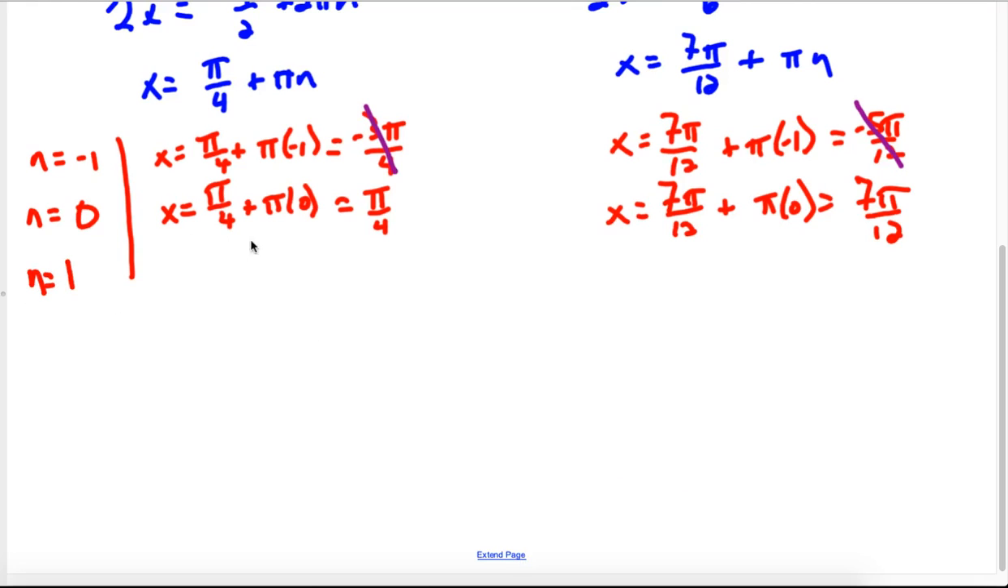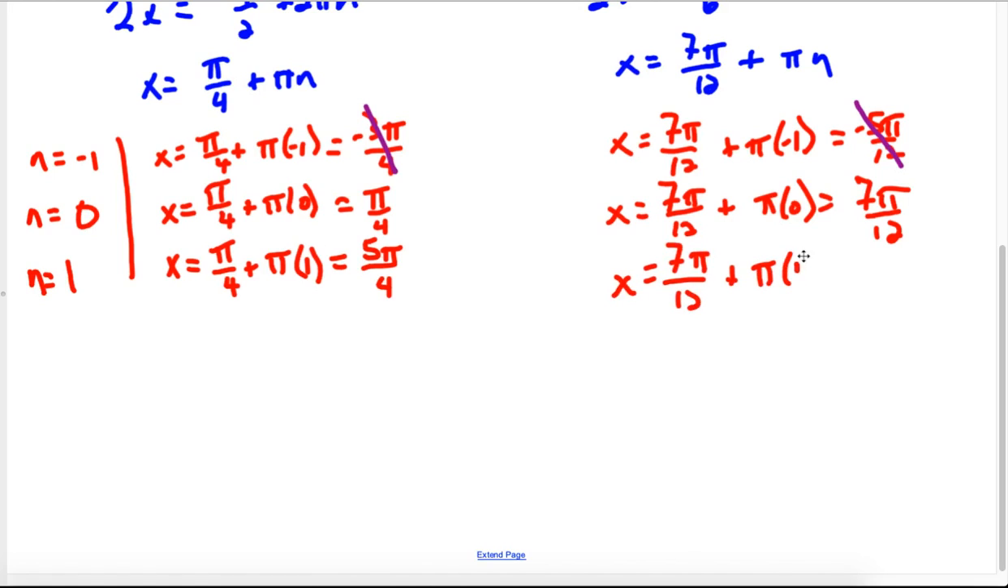Let's try n equals 1. So we'll have pi over 4 plus pi times 1. That would be pi over 4 plus 4 pi over 4, which is 5 pi over 4, and that is in between 0 and 2 pi. And here, 7 pi over 12 plus pi times 1, 7 pi over 12 plus 12 pi over 12 would be 19 pi over 12. And that one is also in between 0 and 2 pi.